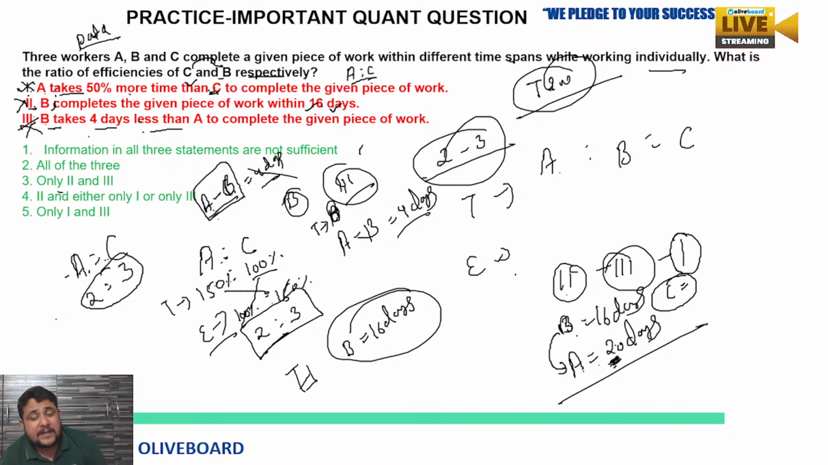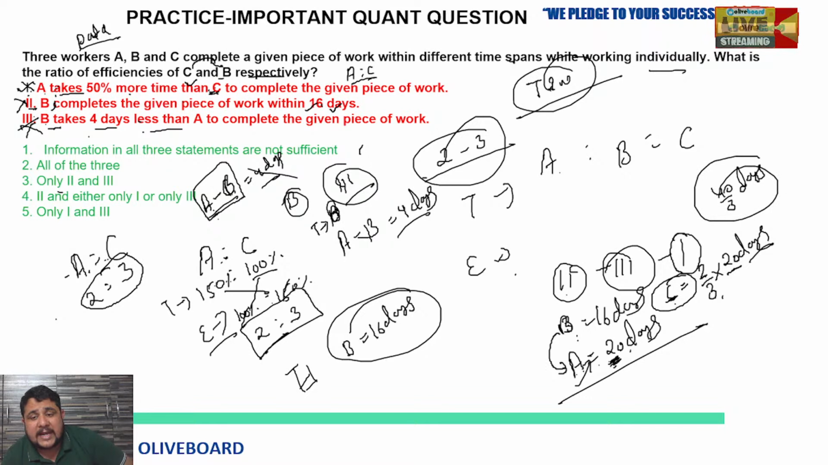So A is taking 50% more time than C. So you can easily calculate the efficiency of A, B and C in this format. A's time, you know, is going to be what? Just opposite. So 2/3 of the 20 days. This 20 days is 3/2 of C, meaning 50% more than C. So C will take 2/3 of this 20 days. So 40/3. This is the time.